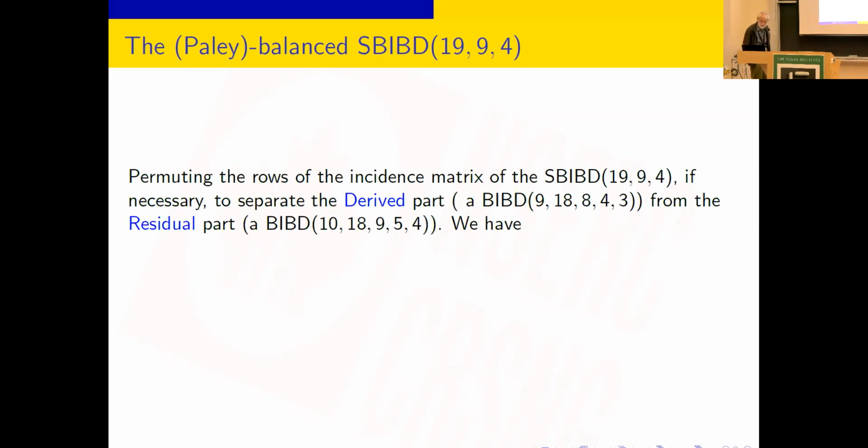So we can permute rows of this matrix in order to make it what I call a standard, namely putting all the ones in the first column, and then 0, and then this is what we call the derived part of the design, and this is the usual part of the design. Standard thing, we always do.